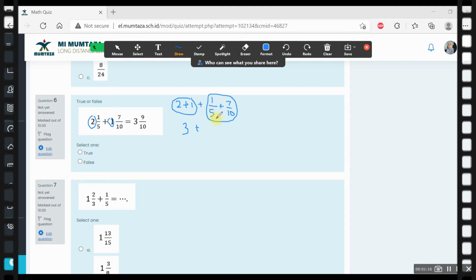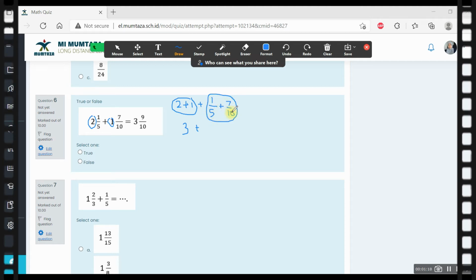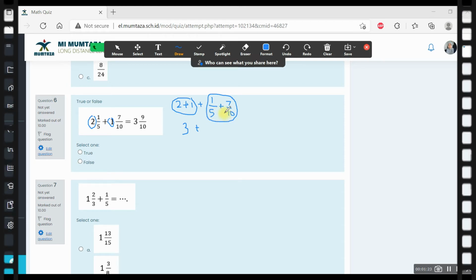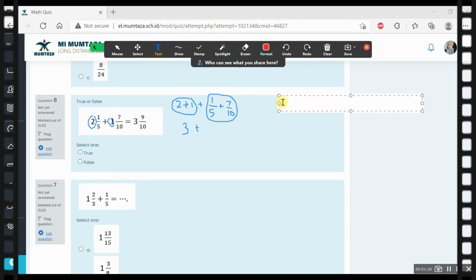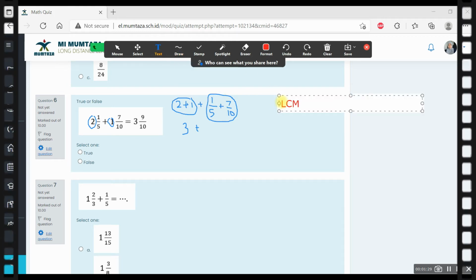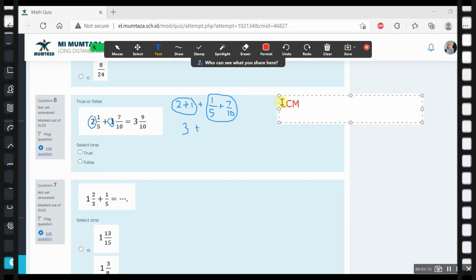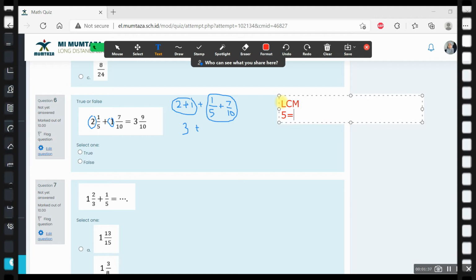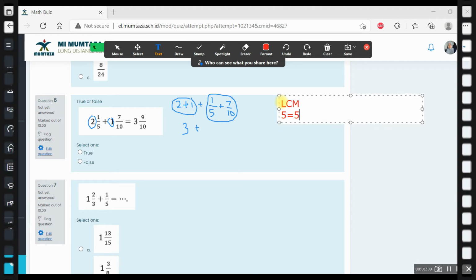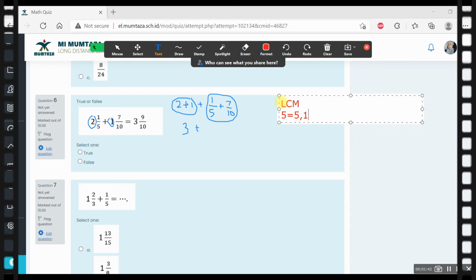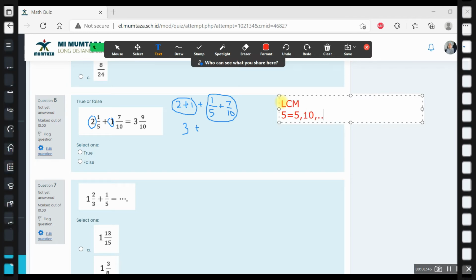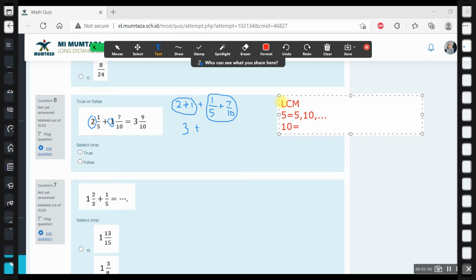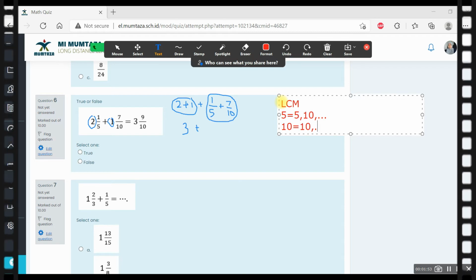Look at this. 1/5 plus 7/10. This is an unlike fraction, so we must find the LCM again. LCM of 5 and 10. So we must find the multiples of 5. Multiples of 5: 5 times 1 becomes 5, 5 times 2 becomes 10, and so on. And then multiples of 10: 10 times 1 is 10, and so on.